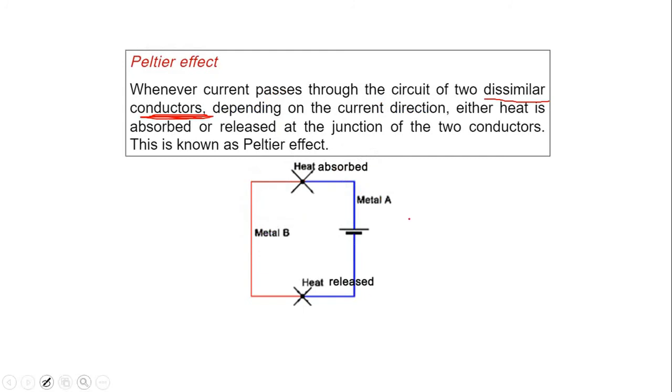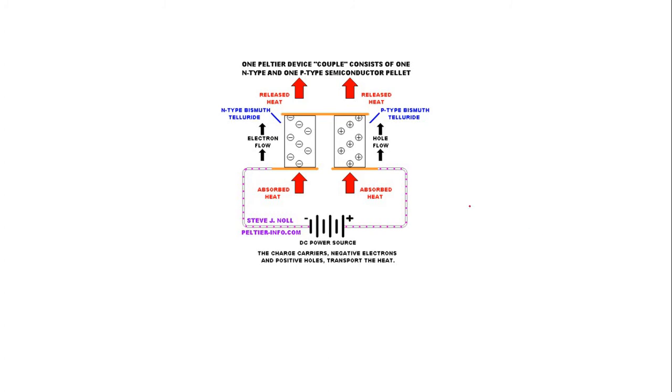In this figure, by applying a current to these metal junctions, at one junction heat is absorbed, and at the other junction heat is released. Junction means, by connecting two conductors, the one common point between these two conductors is called a junction. Now, in this metal, one is a hot side, one is a cold side.